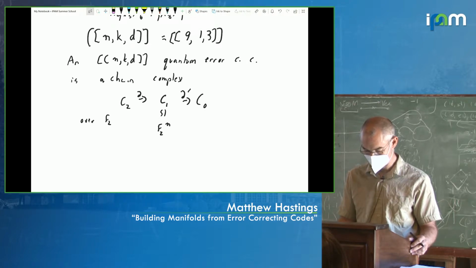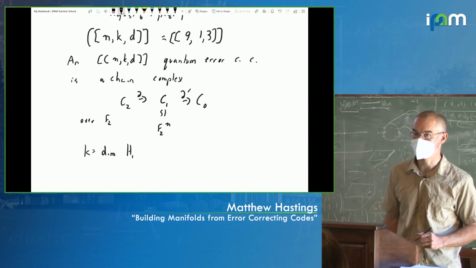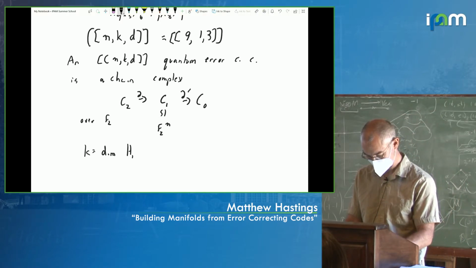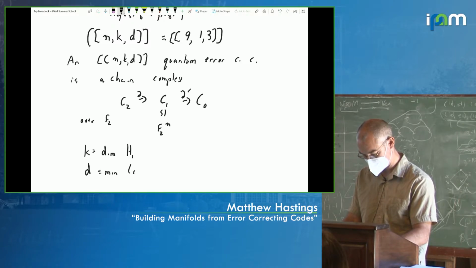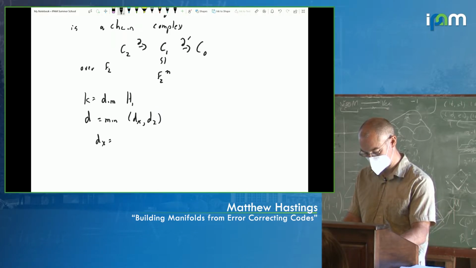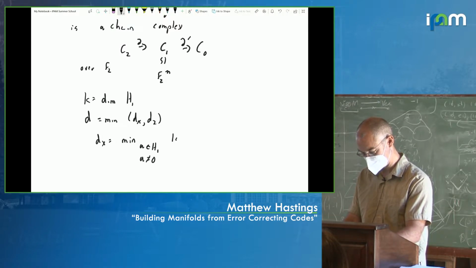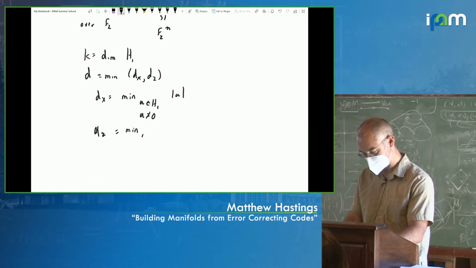The number of logical qubits is the dimension of this first homology. And then the distance, well, there's actually two distances. The distance is the minimum of what we'll call dx and dz, distance against X and Z errors, where dx is the minimum over u in first homology, u nonzero, of the weight of u, and dz is the minimum over u in first cohomology, u nonzero, of the weight of u.